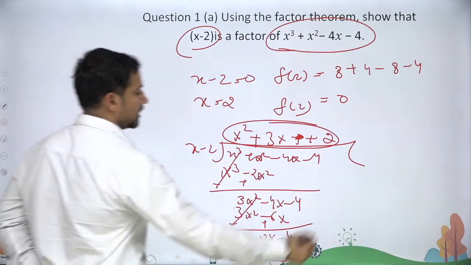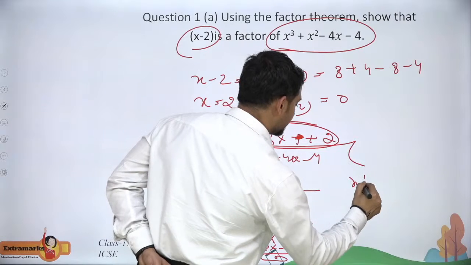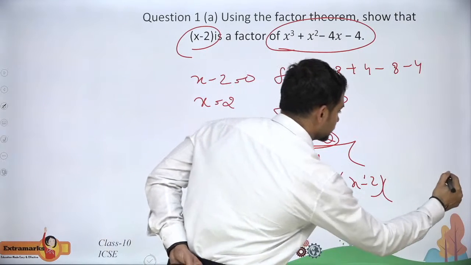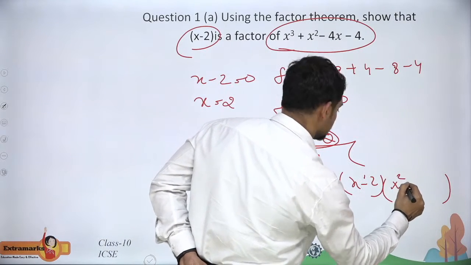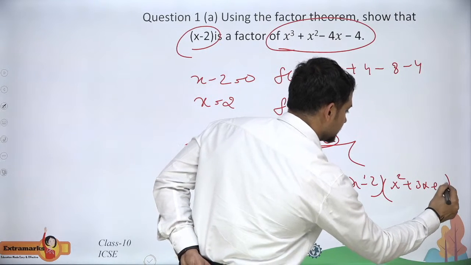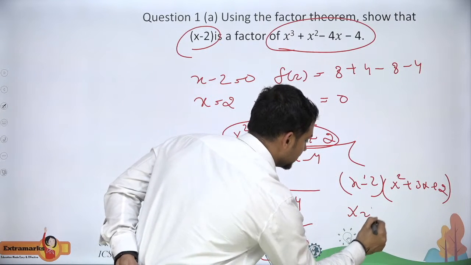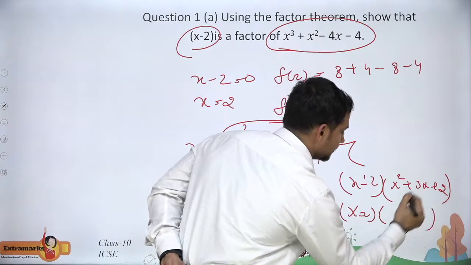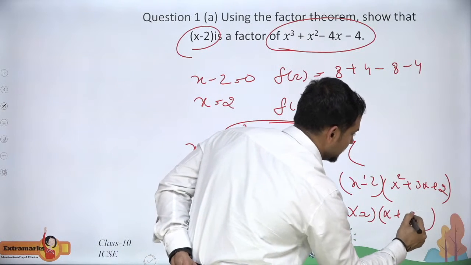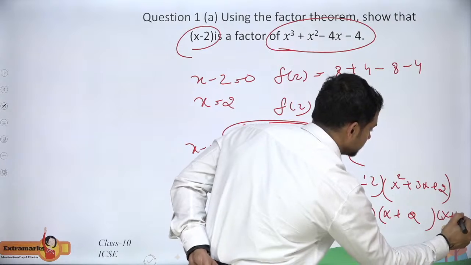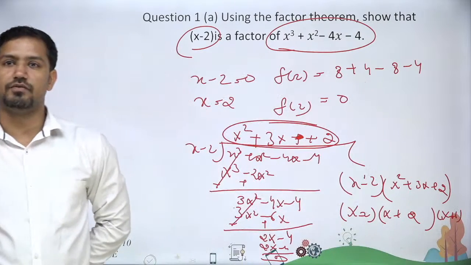This is the other factor of this equation: x square plus 3x plus 2. Then by using middle term split, we can get the answer. The middle term split gives x plus 2 and x plus 1. Got it? So these are all three factors.